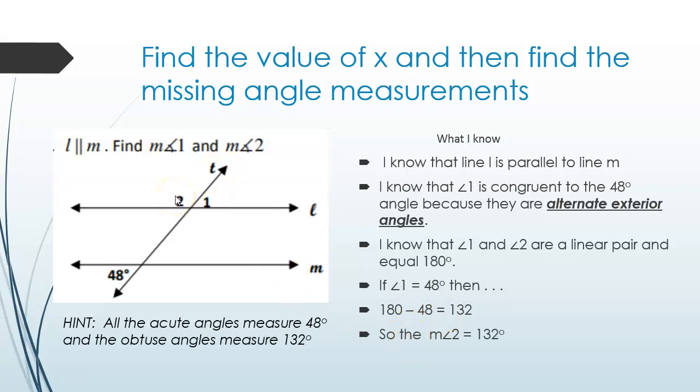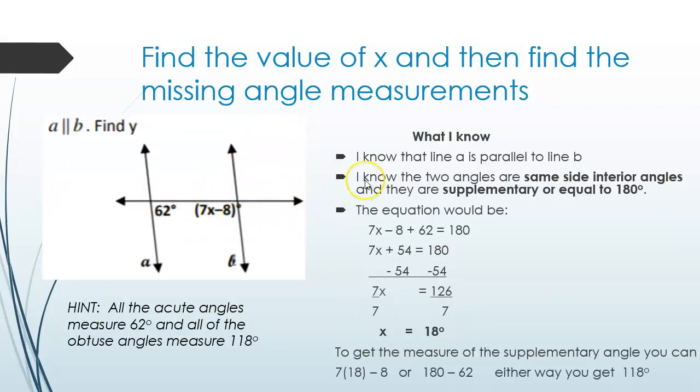Angle 2 is 132 degrees. Its vertical angle is 132 degrees. Its alternate interior angle is 132 degrees. And the vertical angle here is 132 degrees. This one, vertical 48, corresponding 48, vertical 48.